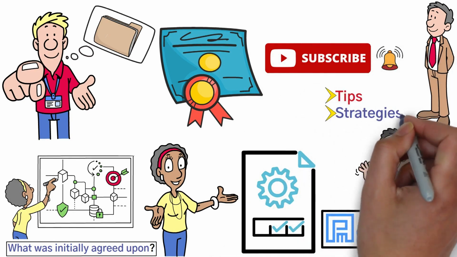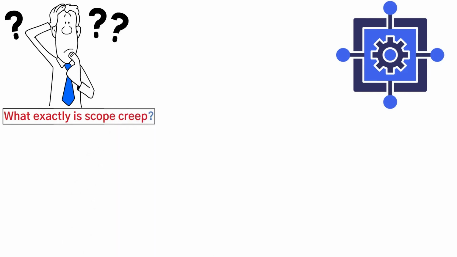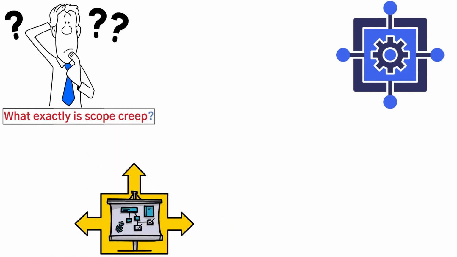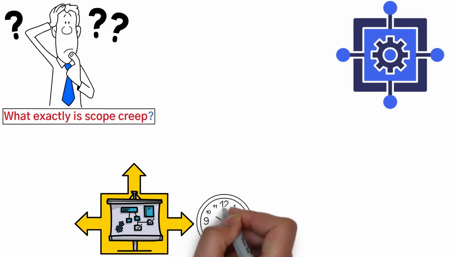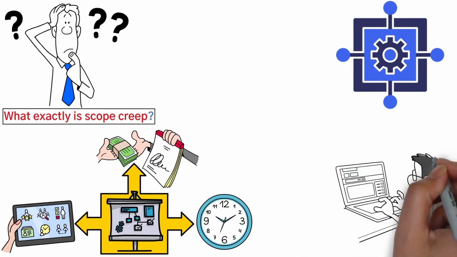Let's get into today's topic, scope creep. So, what exactly is scope creep? In simple terms, it's when a project's scope expands beyond its original boundaries without corresponding adjustments to time, resources, or costs. It is one of the most common challenges project managers face.